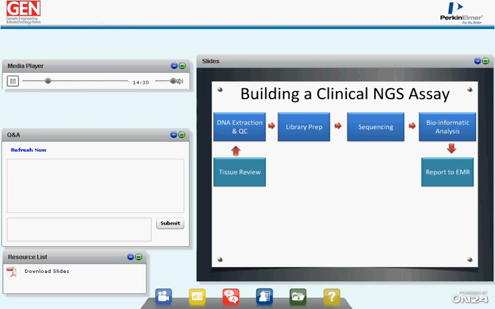So if we take a look at a clinical next-gen assay, there are a couple components that I'm not going to chat about, the first being tissue review, which Mike has just described, and then on the back end is reporting these results into the electronic medical record. What I'm going to do over the next few minutes is talk to you about the steps in between as they relate to the molecular lab, essentially DNA extraction, the library preparation, the sequencing, and the bioinformatic analysis.